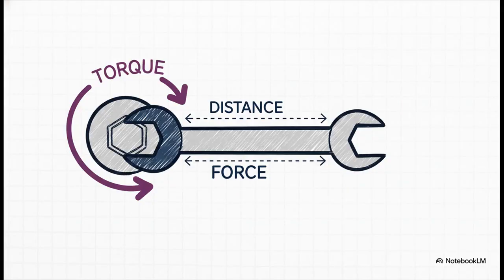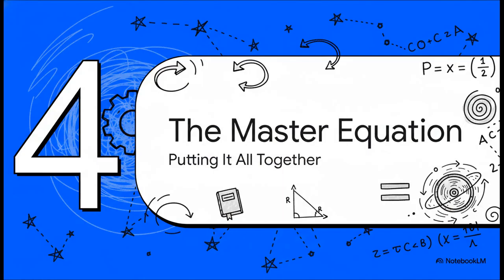So here is the absolute key takeaway. Torque isn't just about force. It's a combination of two things: how hard you push, multiplied by how far you are from the pivot point. If you want the most twisting power, you have to apply that force as far out as you can possibly get.